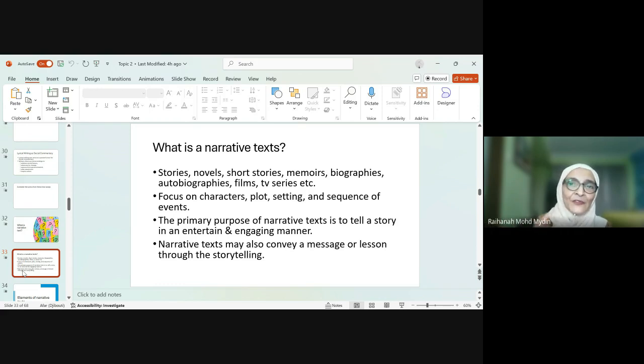So be mindful when you're reading a story. Look at the way the storyteller is telling the story. Is the plot in a linear fashion? Or are there other techniques being used? And of course, the primary purpose of narrative text is to entertain and engage the audience.